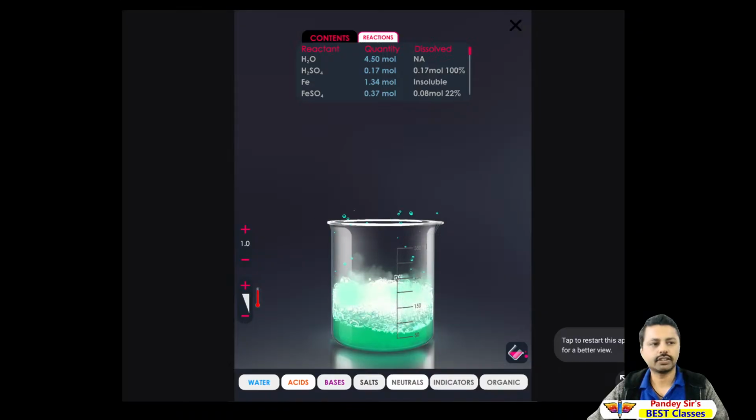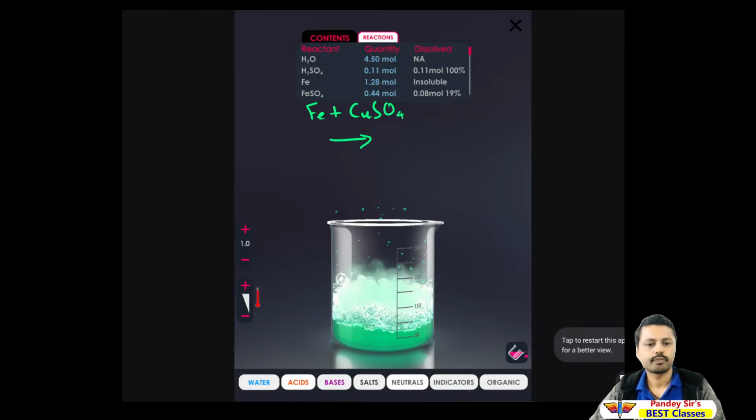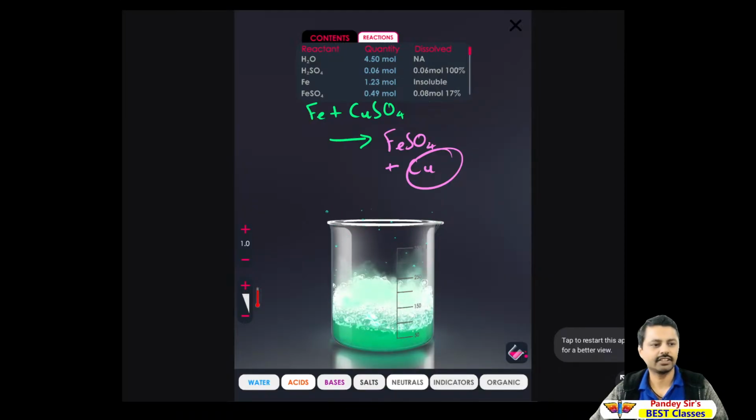So the copper reaction will be Fe plus CuSO4, copper sulfate, and again it will give you FeSO4 plus Cu2. No, it's just Cu. Okay, so it's as easy as that. It's not a big deal at all.